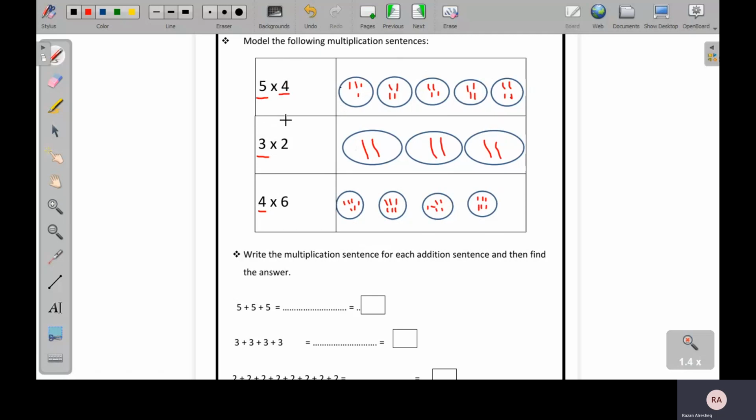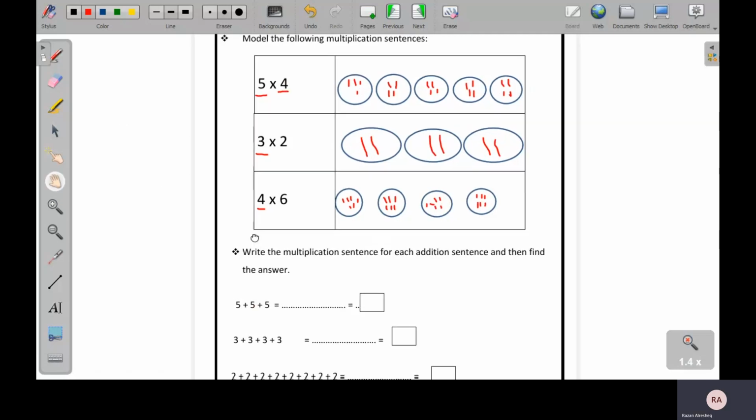And the second number is what I use. It's how many groups of. So it's what goes inside the groups. All right, let's look at the bottom here.